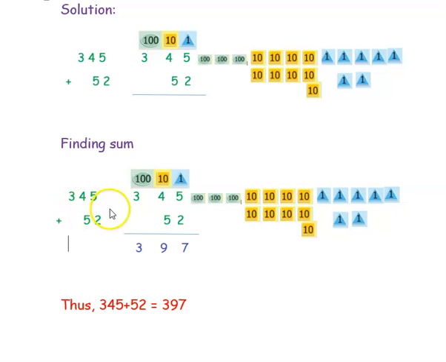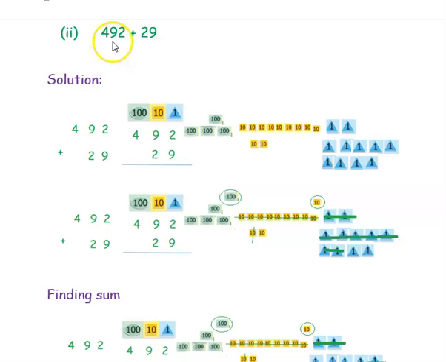So 345 plus 52 we have added and we got the answer 397. Thus 345 plus 52 is equal to 397. The next problem given is 492 plus 29. First we will write in column form. So 492 I have written in ones, tens and hundreds columns. So 4 in hundreds, 9 in tens and 2 in ones. Similarly I have written 29, 2 in tens column and 9 in ones column.